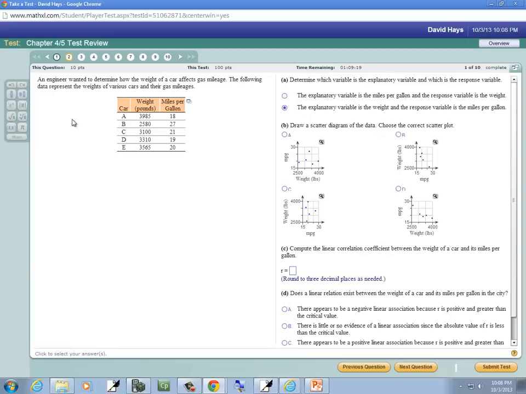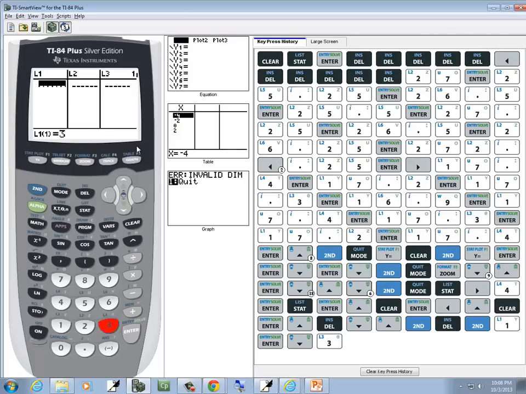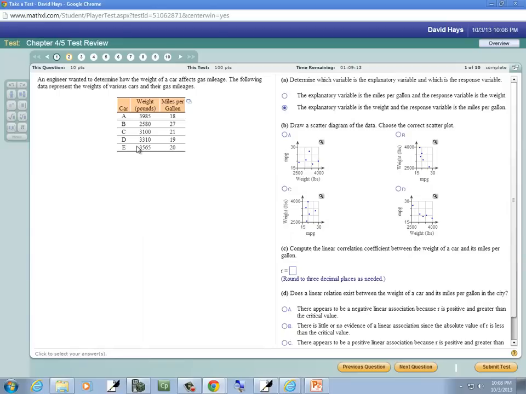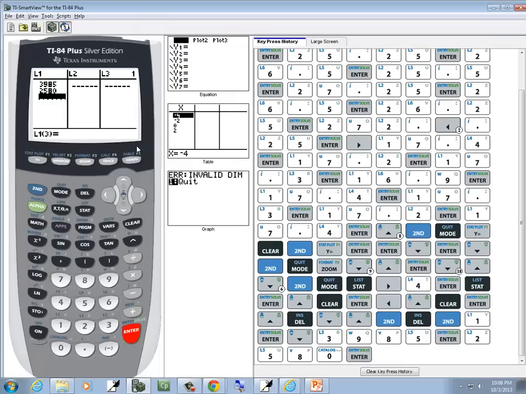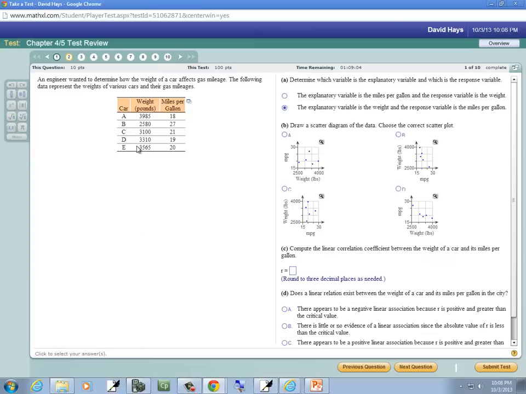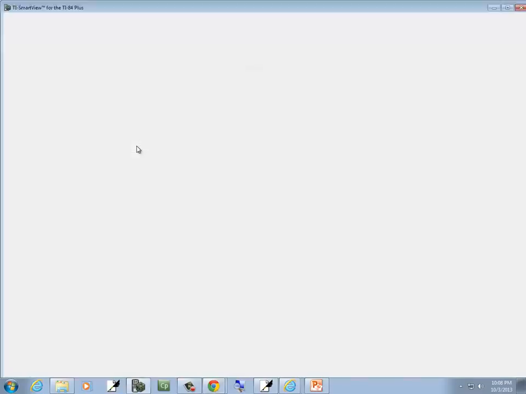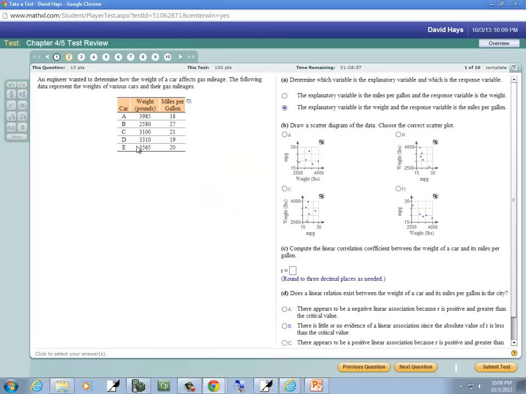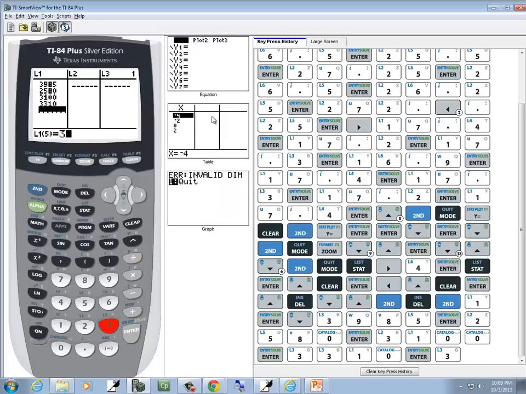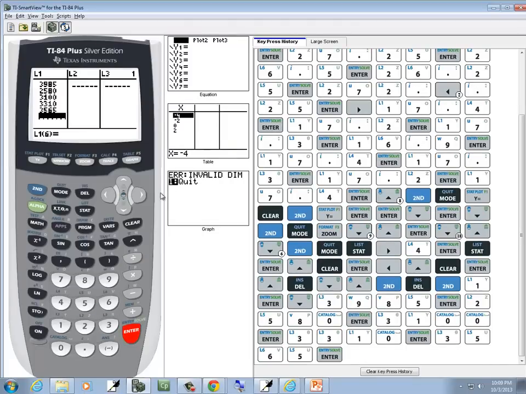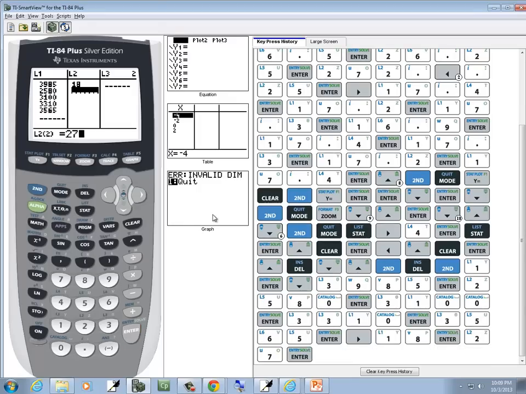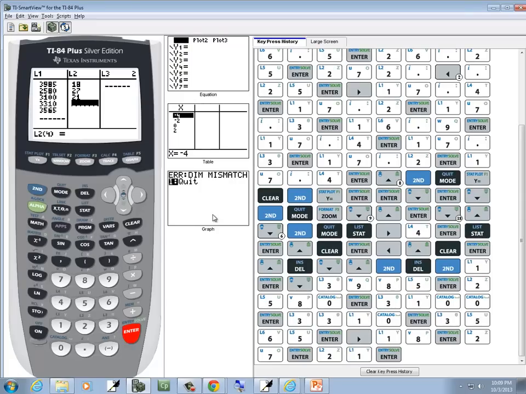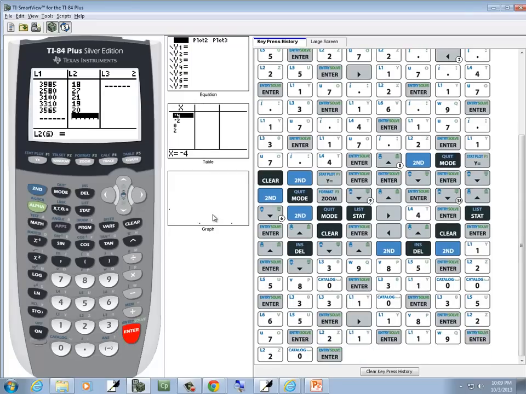Okay, I'm going to down arrow, and I'm going to put in 3985. So 3985, 2580, 2580, 3100, 3310, and 3565. Okay, I'm going to press my right arrow key. 18, 27, and 21. So 18, 27, 21, 19, 20. I'm going to exit out, so do second mode.